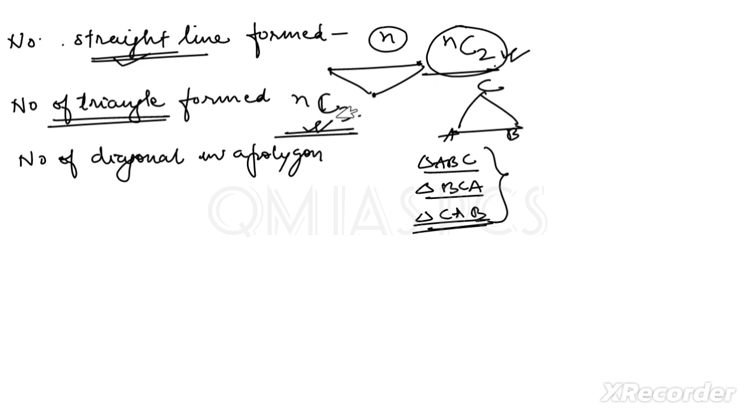Combination, selection of three different points. Whatever triangle will form, the triangle will be the same. Either we write ABC or BCA or CAB, it will be the same triangle.